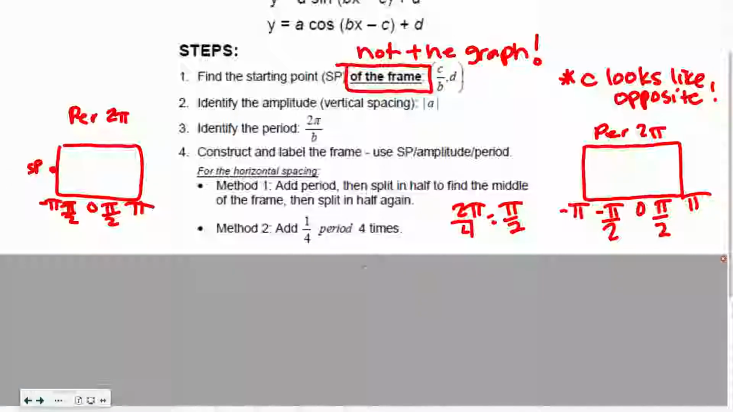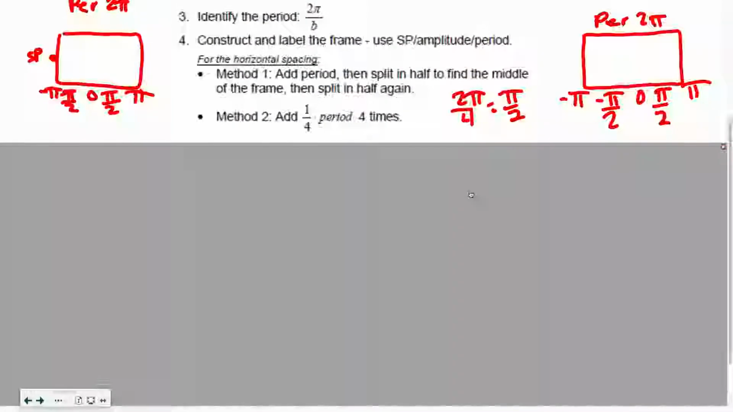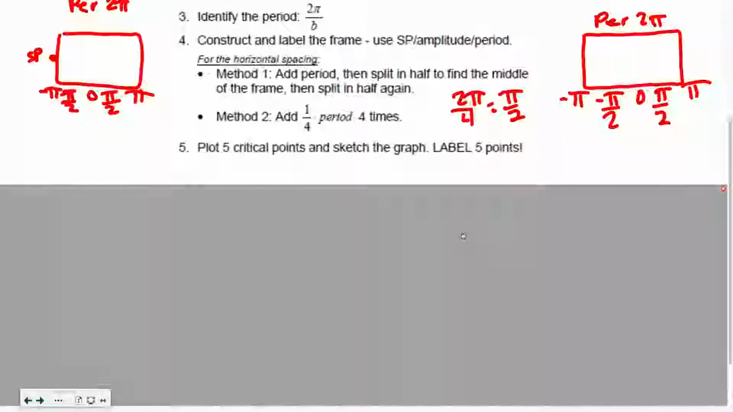When you're trying to draw your own frame, pick a method that you really like. Which one do you want to try to do? I'm cool with either one. Okay, so after we get the frame, that's the hardest part, to be real honest with you. You plot 5 critical points, sketch a graph, and then you just have to label the points. But if you've made the frame, labeling the points is super easy.